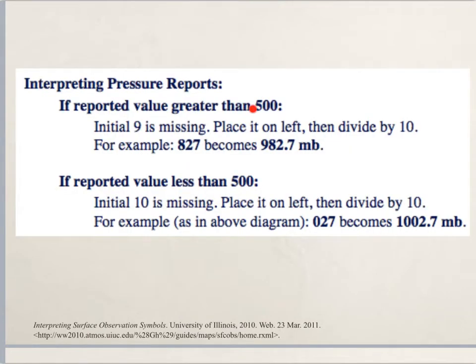If the reported number is greater than 500, that means it's missing the 9. So you add a 9 on the front and then move the decimal 1 spot to the left. So 827 really becomes 982.7. If the reported value is less than 500, that means it's missing the 10. So in the previous example, the number was 027, so add a 10 on the front, 1002, and again move the decimal point 1 spot to the left. Remember to check your answer at the end. It should always be around 1,000.